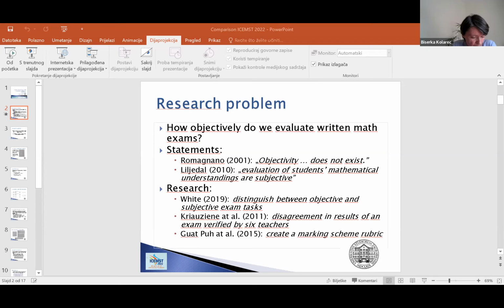I come from the University of Zagreb, and I present here a joint work of mine and my colleague Marina Ninčević. We compared two exam evaluation methods for objectivity.